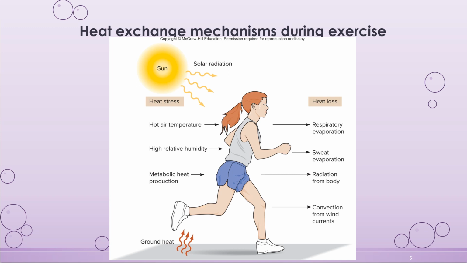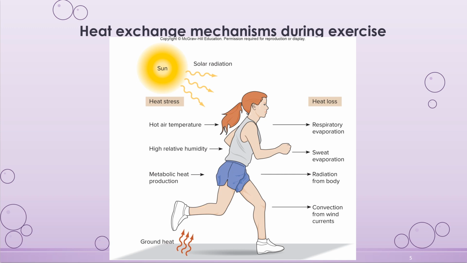As physical activity increases, the body's temperature rises, leading to the activation of the sweat glands. Sweat is produced and released onto the skin's surface. As the sweat evaporates, it absorbs heat from the skin, effectively cooling the body. Evaporative heat loss is one of the most important cooling mechanisms during exercise, especially in hot and humid conditions.